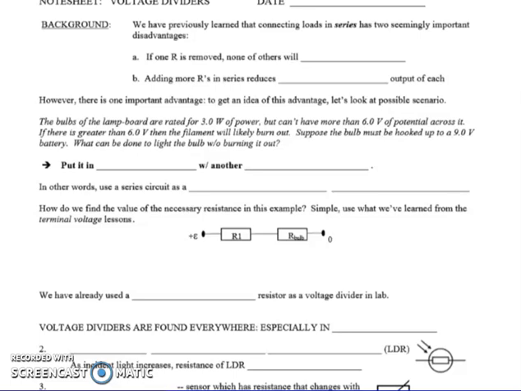Okay, so we've learned about series circuits that there seem to be two distinct disadvantages of that. If you remove one resistor, none of the others will work, right? You'll get no current flow through them at all. And then as you add more and more resistors in series, it reduces the power output of each, which kind of defeats the purpose of putting them in there. But there is one important advantage.